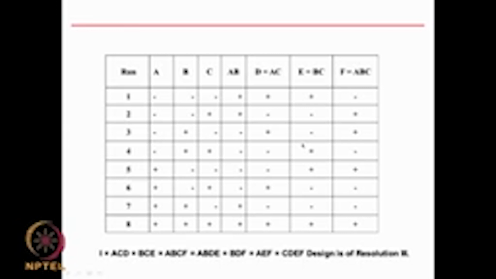Same thing here. So, suppose I want to have more variables, say D, E, F, and I want to do only 8 experiments, okay. This is a resolution 3 design. As you can see, D is equal to AC, E equal to BC, F is equal to ABC, okay. So, the I, that is a design generator, is equal to ACD, BCE, ABCF, and so on actually.